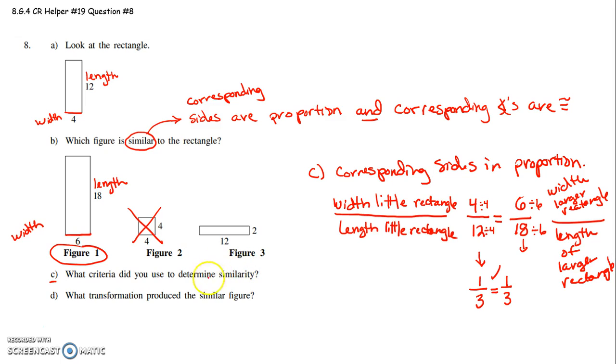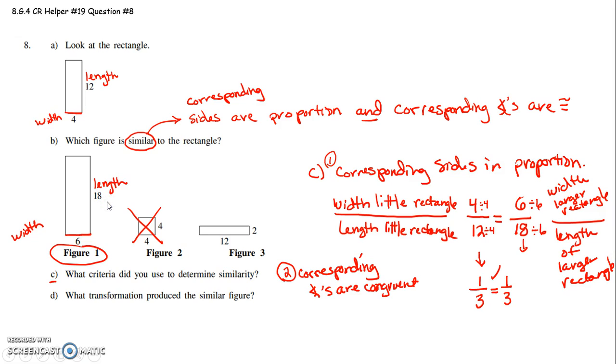And then the other criteria I'd use would be my second. So this is my second criteria. Corresponding angles are congruent. And now, oops, sorry. This is not my morning. Okay, so those are the two criteria for part C.